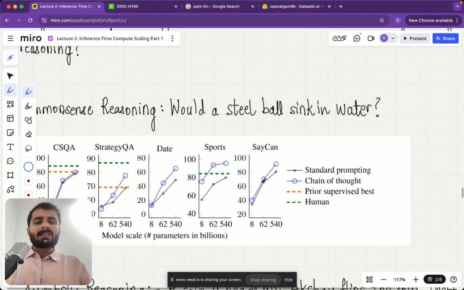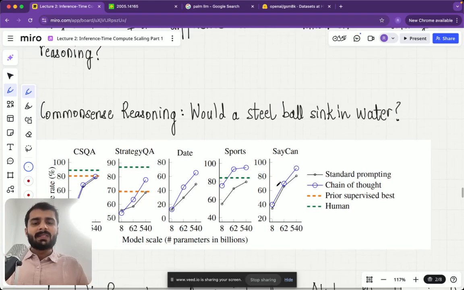So even for common sense reasoning, from these figures, you can see that chain of thought prompting always outperforms standard prompting, although the difference is not very high for CSQA. But for all other examples, especially for sports related questions, the difference is huge. And here it outperforms human level performance as well.